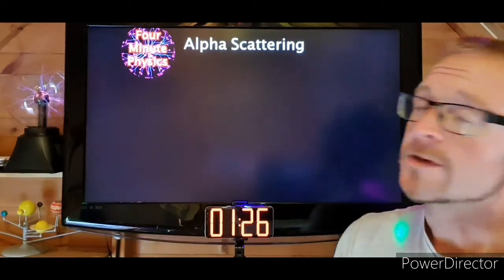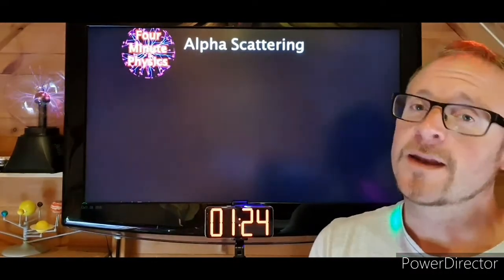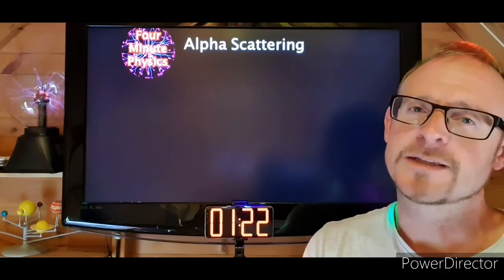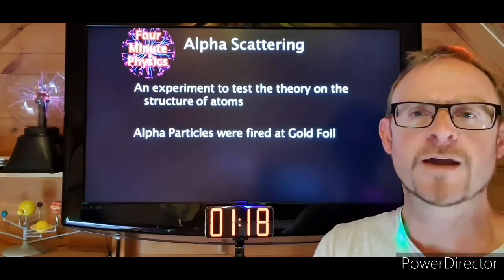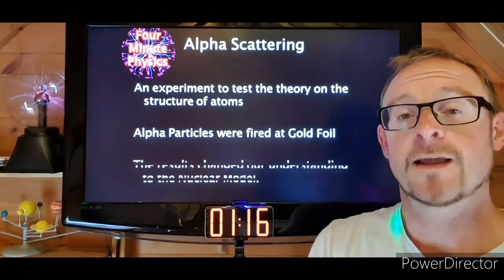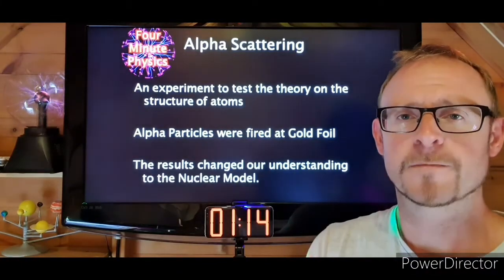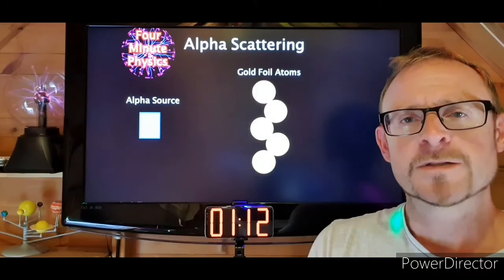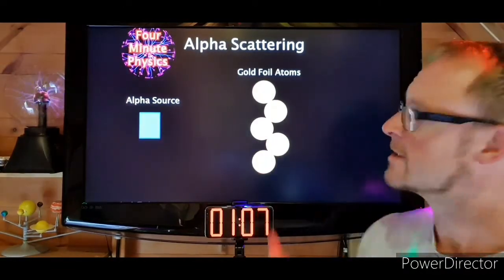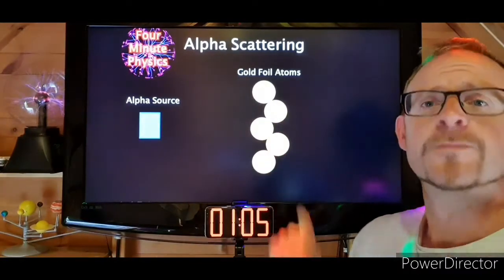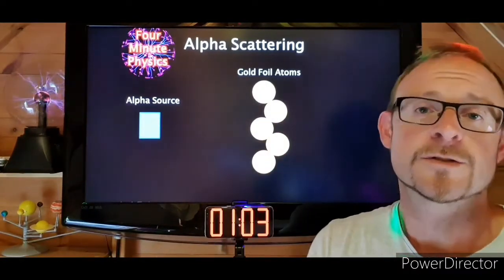How did we come up with this model? Well, we used an experiment called alpha scattering. This experiment was conducted using very thin gold foil, and we fired alpha particles at it. And it led to the discovery of the nuclear model. The experiment, broken down simply, was a thin layer of gold, in this case represented, these are all atoms of gold, and an alpha particle source.